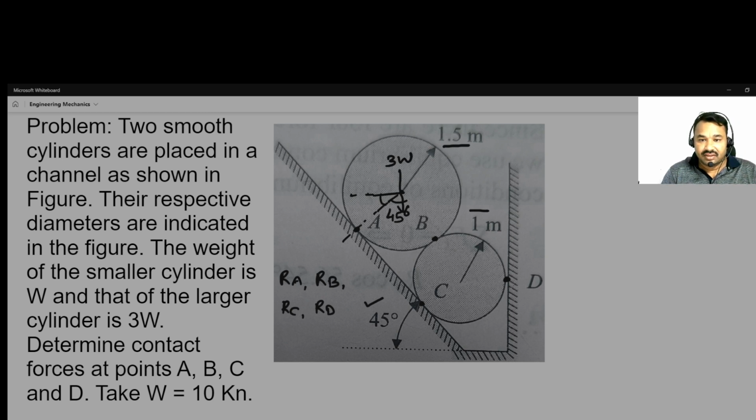Similarly, this will be RA. Similarly here, from the contact point, suppose we draw a line meeting at the center of the lower cylinder, and there is also a vertical weight, this is W, so here it will also make 45 degrees. But what about this RB?